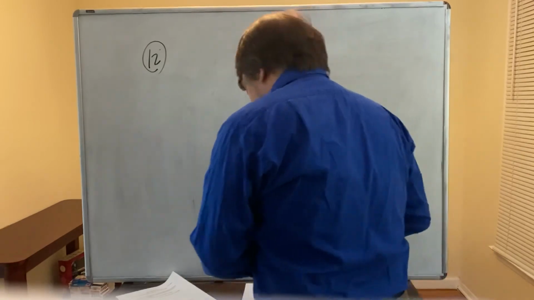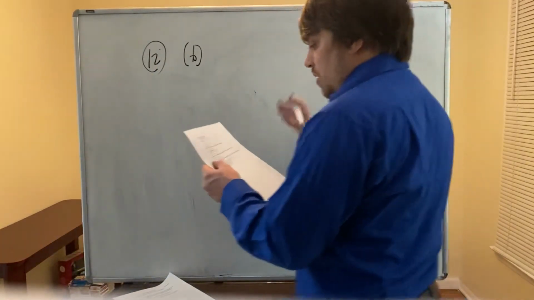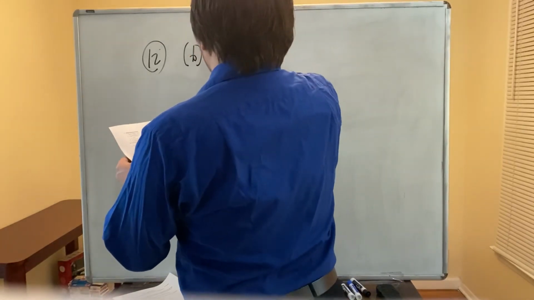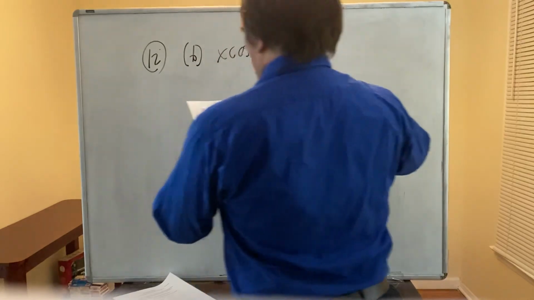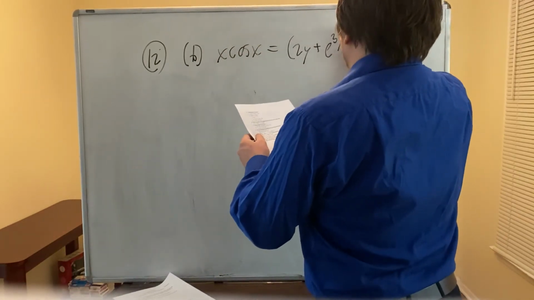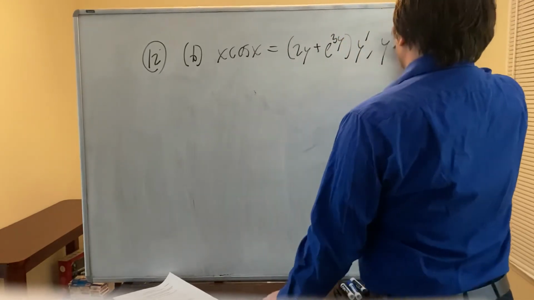Alright, so 12b. For 12b, we're doing the same kind of problem. Find the solution of the differential equation that satisfies the given initial condition: x cosine x is equal to 2y plus e to the 3y times y prime, where y of 0 equals 0.